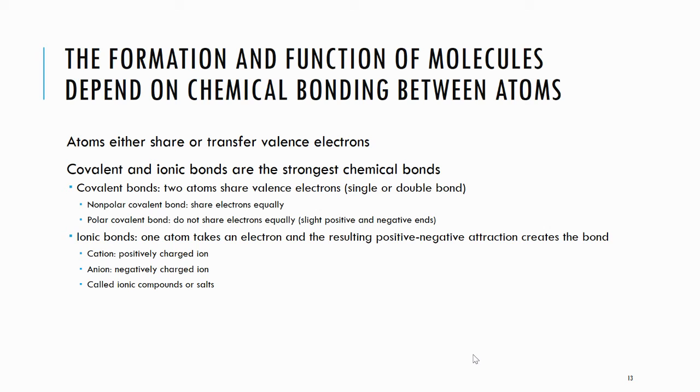In ionic bonds, one atom takes an electron, and the resulting positive negative attraction is what creates the bond. So cations are positively charged ions, anions are negative, and when we have ionic bonding, they're called ionic compounds or salts.